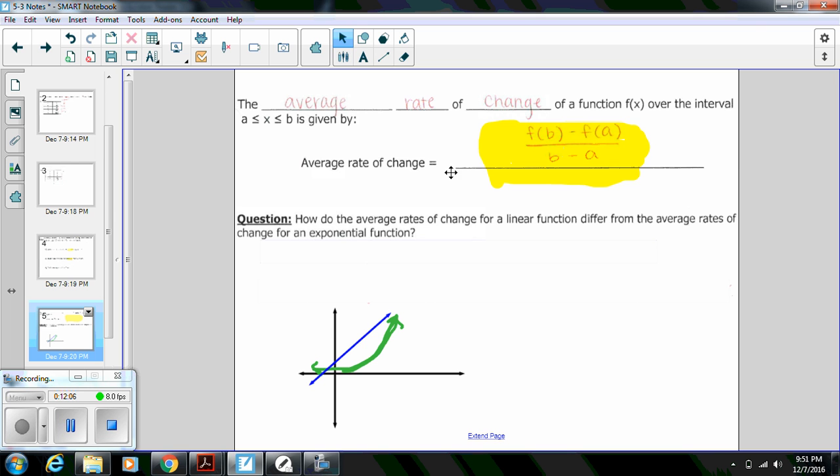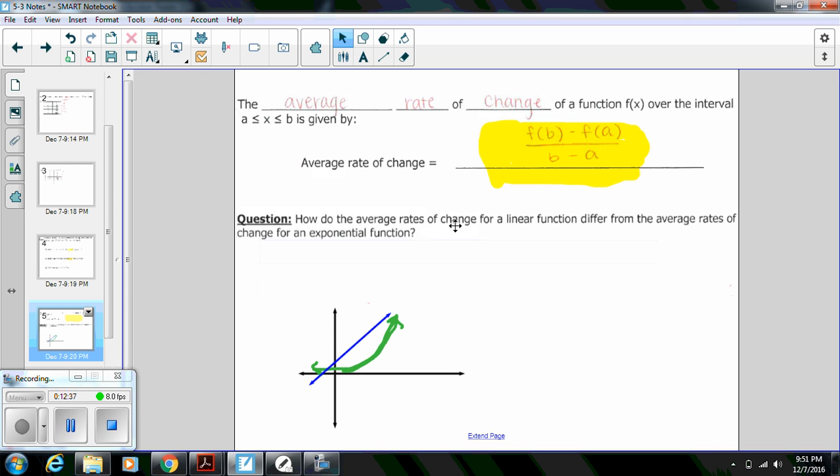But this reads, the average rate of change is equal to f of b minus f of a all over b minus a. So f of b is the value of the function at b. F of a is the value of the function when you plug in a. And then we have the number b minus a. So a and b, we're going to plug numbers in for these. So I know this is a harder concept, but think about it.